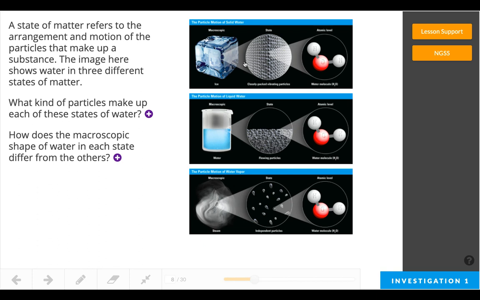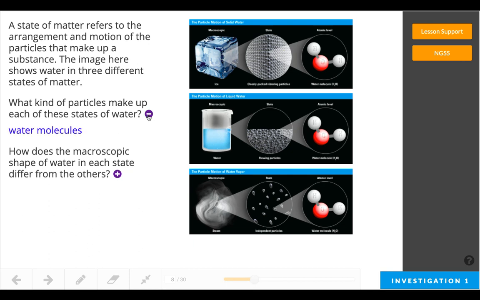What kinds of particles make up water in each of these states? Did you guess water molecules? You're right. Notice that at the atomic level, the particles all look exactly the same: 1 oxygen atom and 2 hydrogen atoms bonded together. How does the macroscopic shape of water in each state differ from the others? That means, what does it look like on a bigger scale?